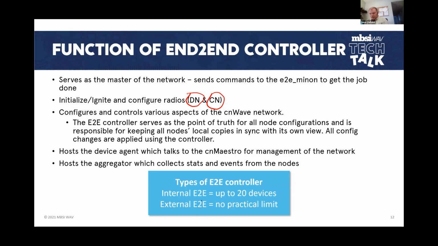So with the controllers that are built into the access points, generally the manufacturers are speccing 20 or so devices that is practical for that. And then with an external end-to-end controller, there's no limit in the size or complexity of the network. In Cambium's case, the device agent talks to cnMaestro for management. Other manufacturers, of course, have other methods of managing the network, ranging from web management right through to command line access for configuration and control and management of the network.